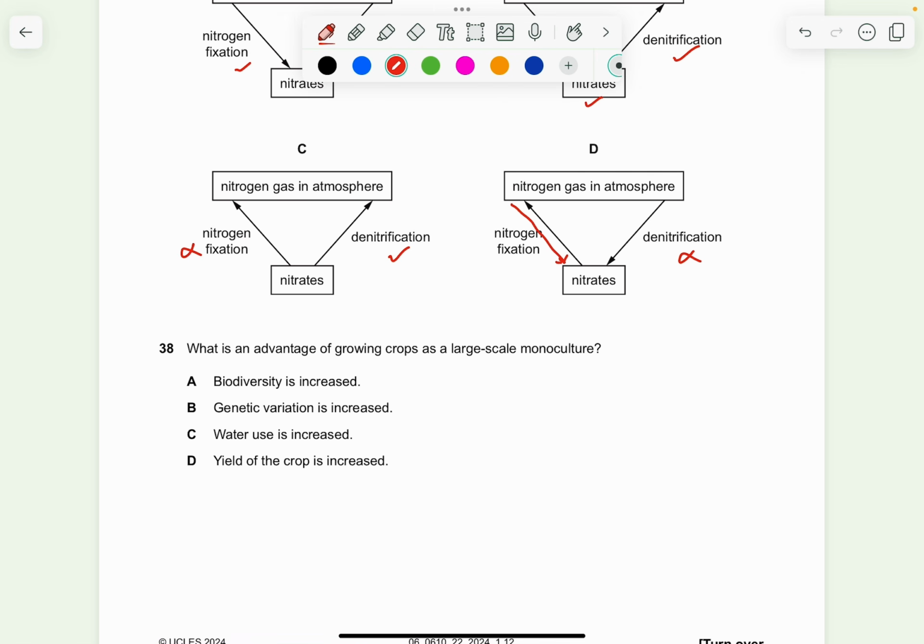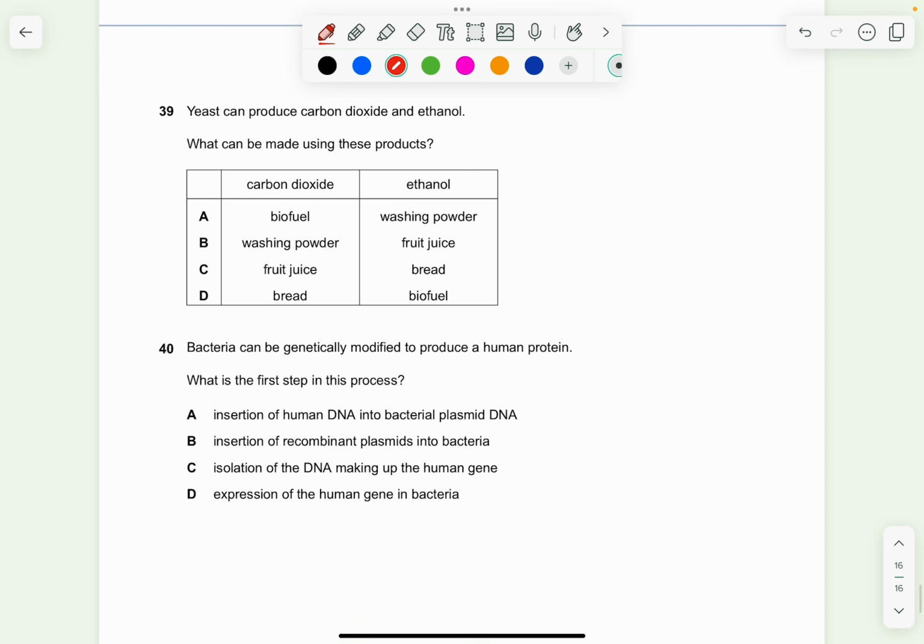Question 38. What is the advantage of growing crops as a large-scale monoculture? Biodiversity is increased? No. Large-scale monoculture is where you breed the same type of plant, the same species of plant. So genetic variation is increased? No. Genetic variation and biodiversity are very similar. The moment you see these two, it means that this is a wrong answer already. Water use is increased? No. That doesn't make sense at all. Yield of the crop is increased? Yes, because the more you grow the same one, of course, it's easier to sell, and that increases the yield of the crops.